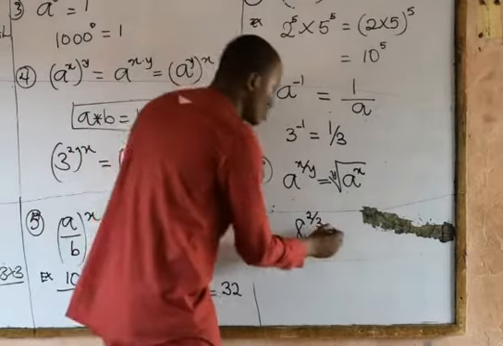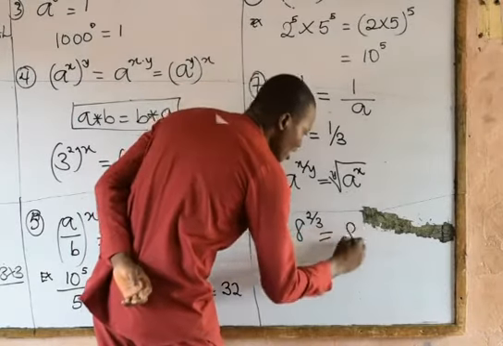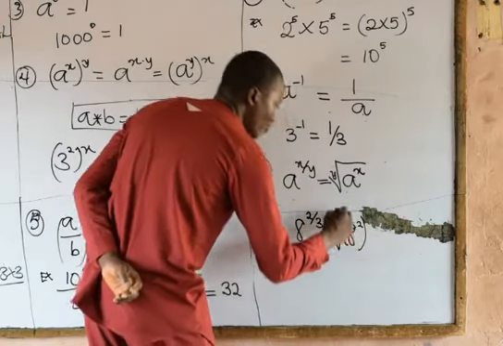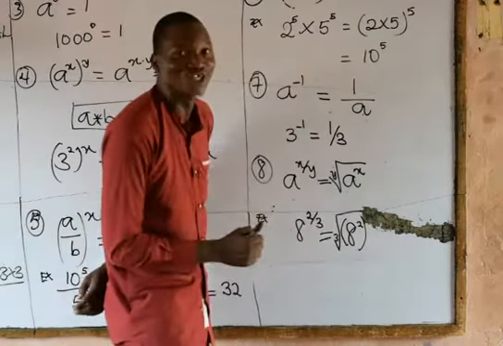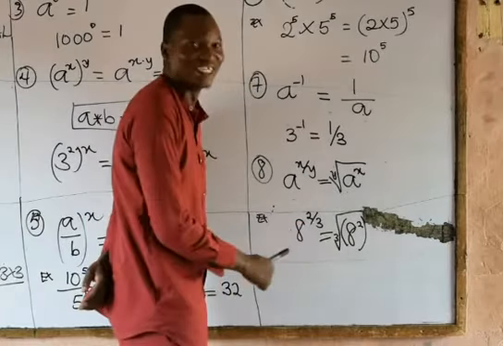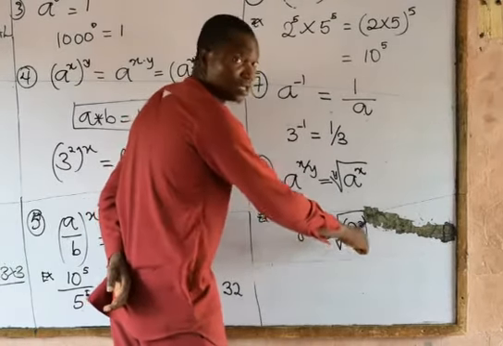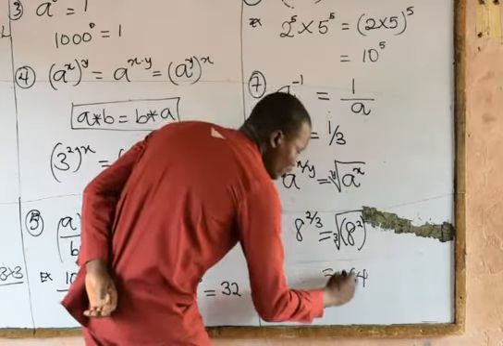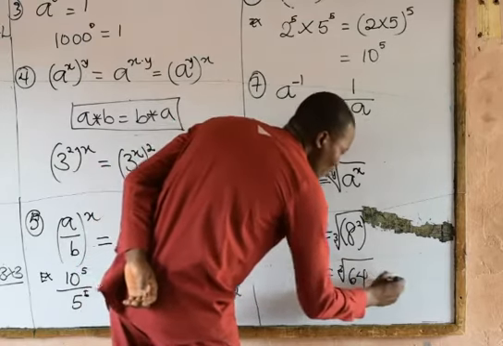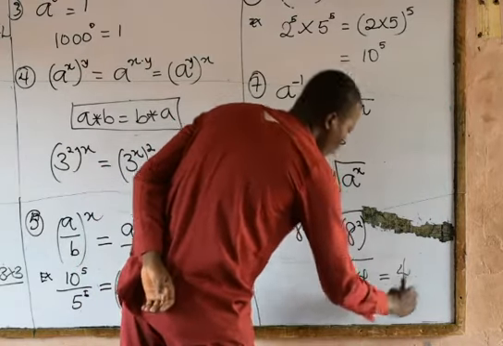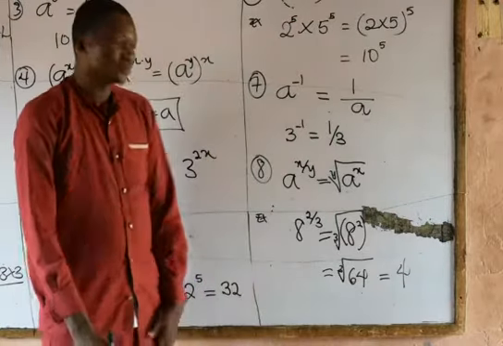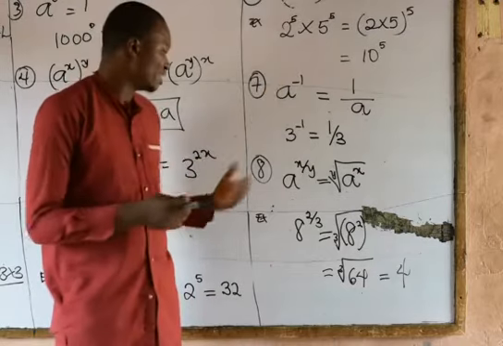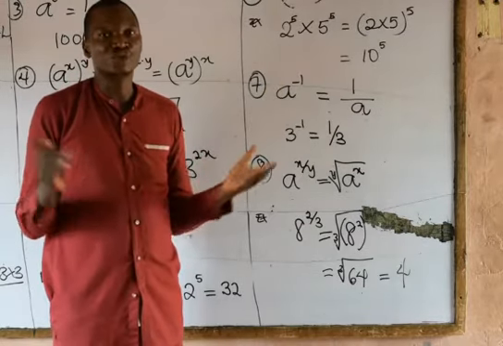How can we solve this? We write it as 8 raised to the power of 2. Then we take the cube root of this. The square of 8 is 64. And we take the cube root of 64, which equals 4. Other laws are just combinations of these 8 laws which we have taken.